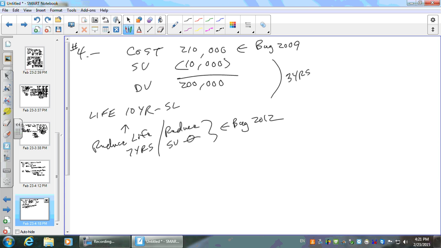So the first thing it says is make the journal entry for 2009. So what's that going to be? Debit what when you record depreciation? Depreciation expense. Okay, good. And credit? Accumulated depreciation. Big deal. Okay? How much? What were those first 3 years like?